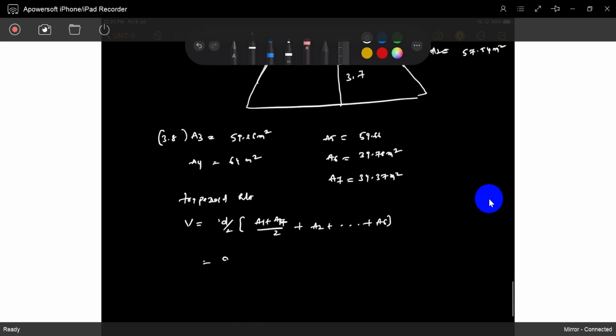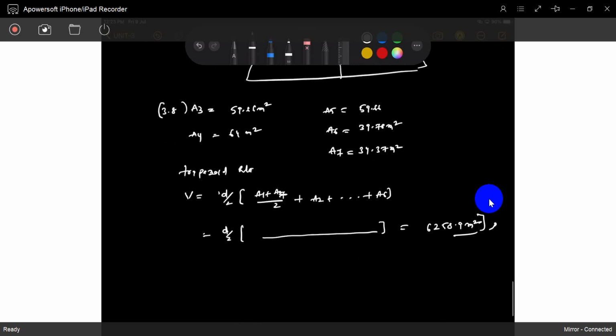Now place these values. What is that value? 6258.9. So, Simpson rule. Now we can apply the Simpson rule. It should contain an odd number of ordinates, or an even number of spans. We already know 7 ordinates are there and 6 spans are there, so we can easily apply it.